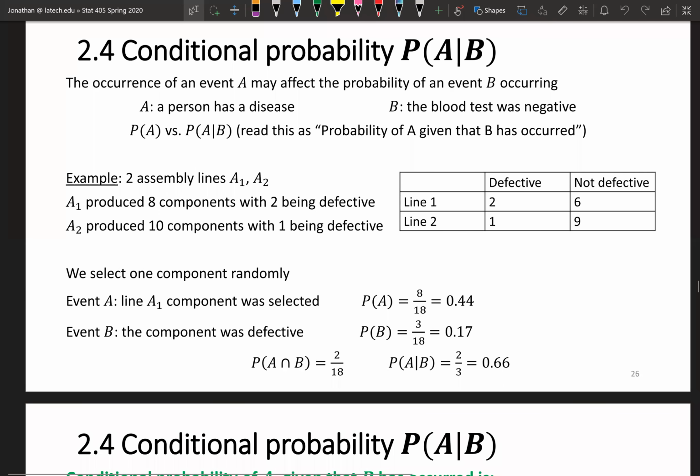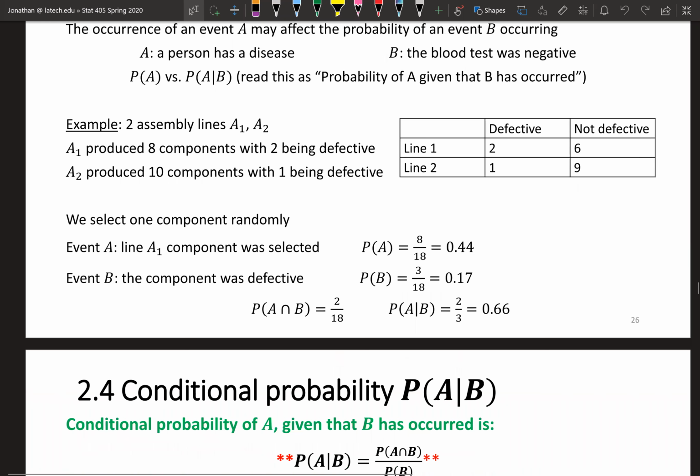So let's see, we have an example here that says we have 2 assembly lines, A1 and A2. A1 produced 8 components, 2 being defective. A2 produced 10 components with 1 being defective. Now, we select one component randomly. Event A1: the component was selected from line 1. What is the probability that a component from line 1 was selected?